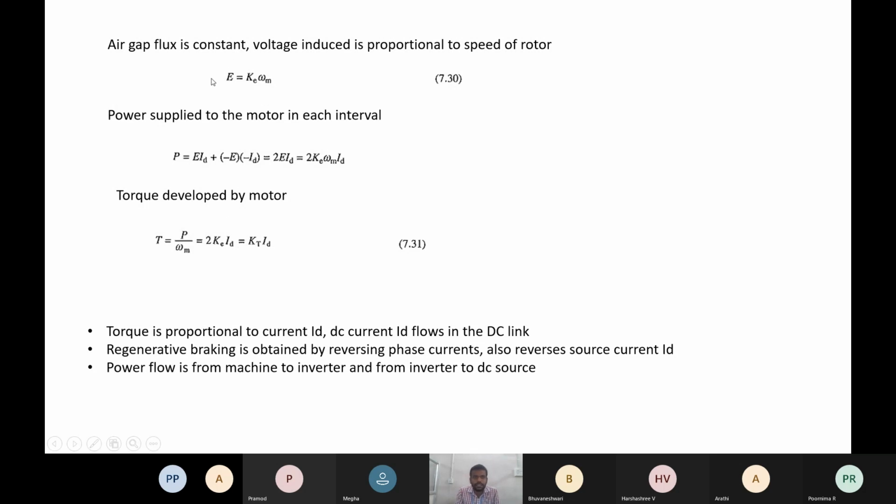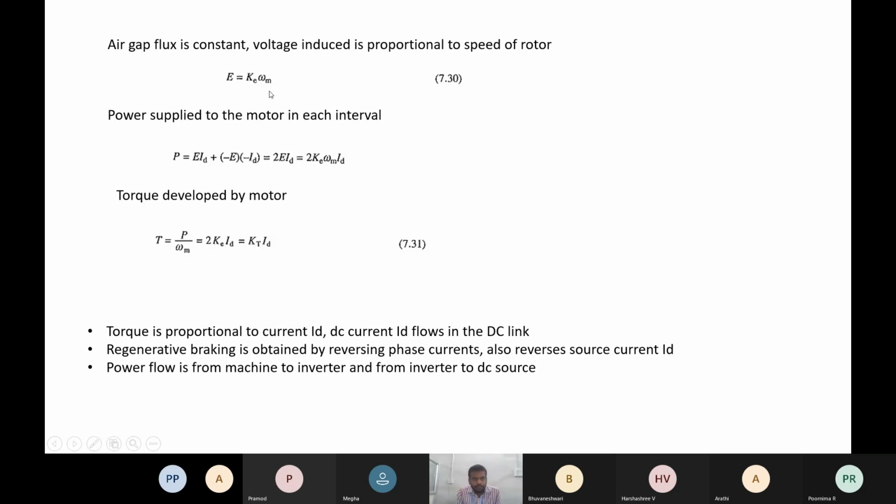The voltage induced is our E. So it is proportional to the speed of the rotor, that is omega m. So this is constant, which we have studied from the starting class of our industrial drives subject. Induced voltage is directly proportional to the speed of the motor.